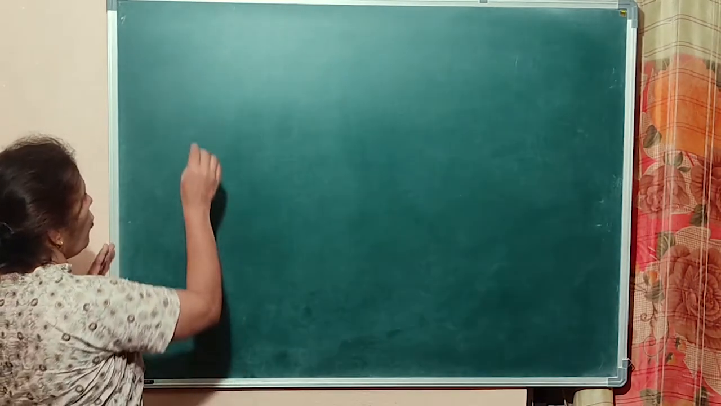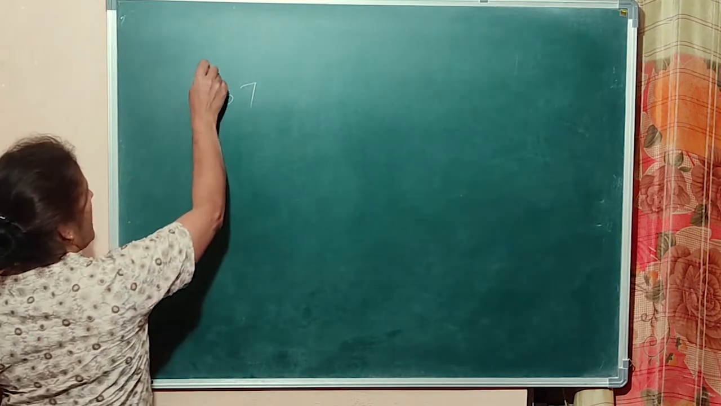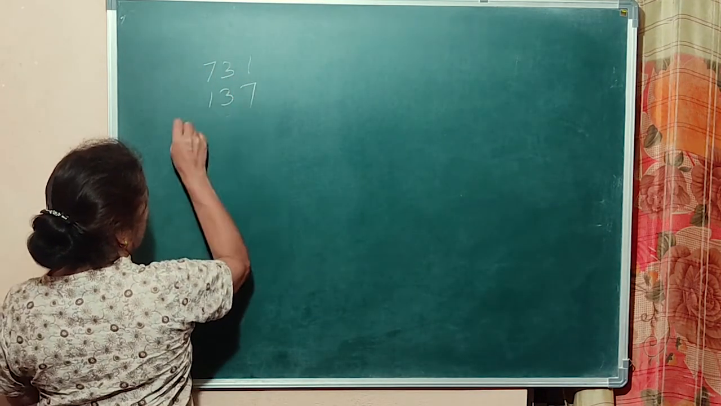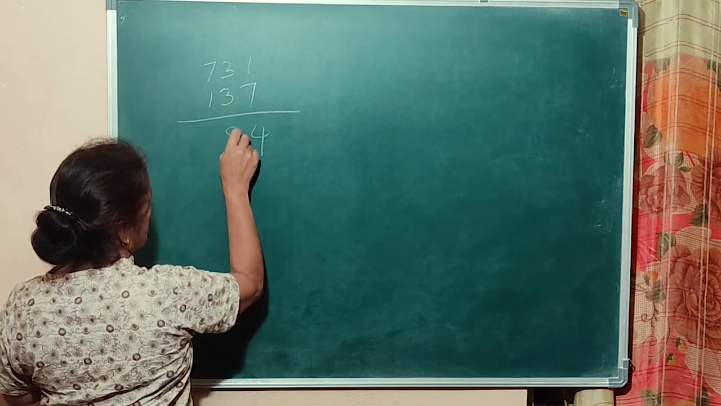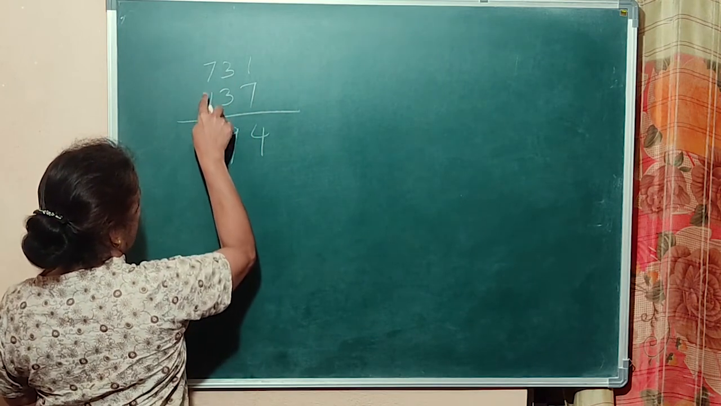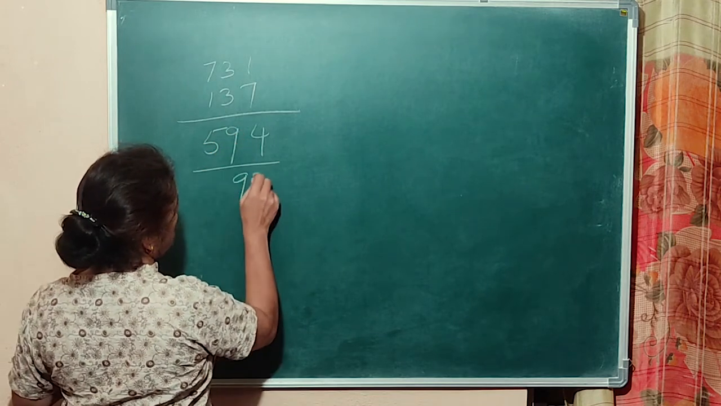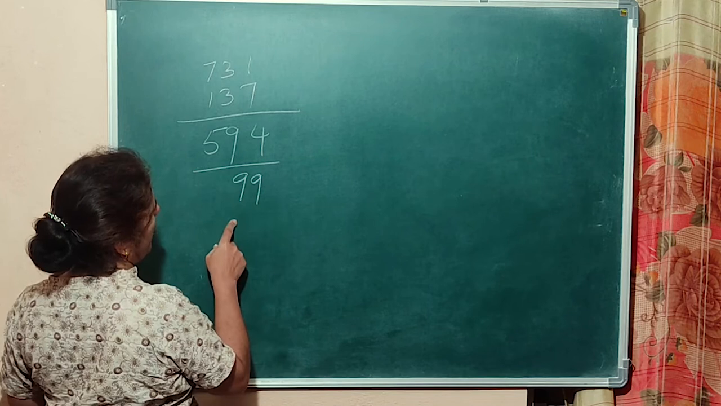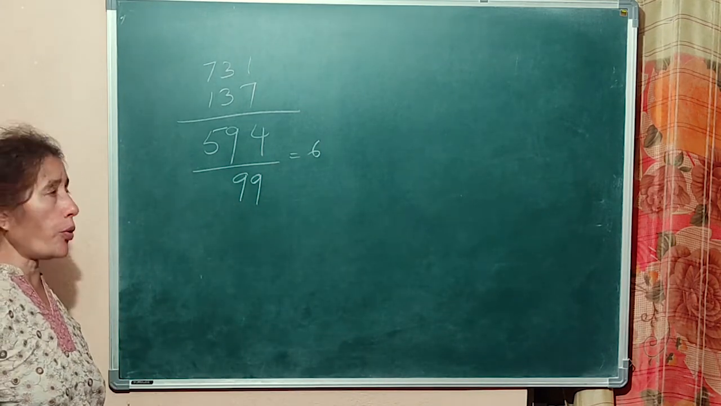I say 137. When I reverse it, 731. 11 minus 7 is 4. 12 minus 3 is 9. 6 minus 1 is 5. 594. When you divide it by 99, 6 times 99 is 594, remainder is 0.